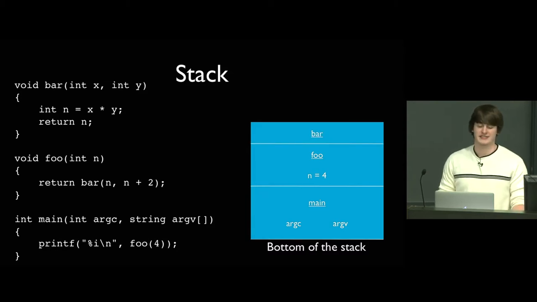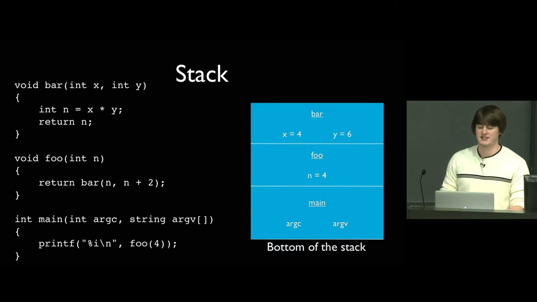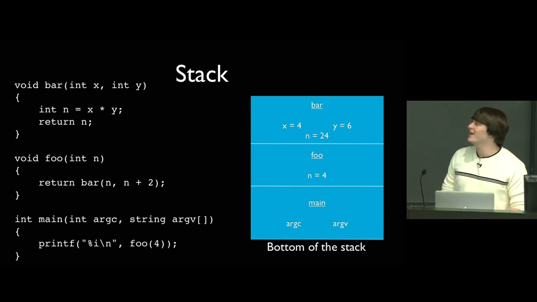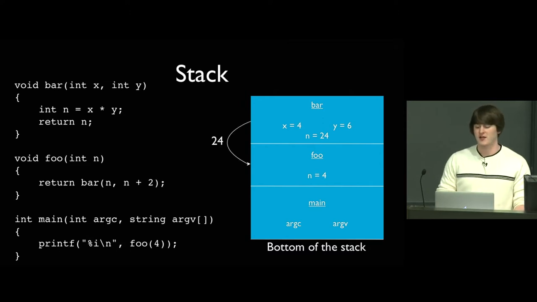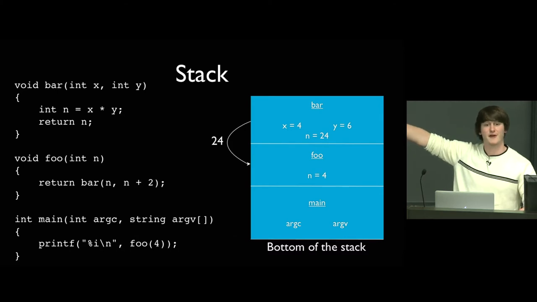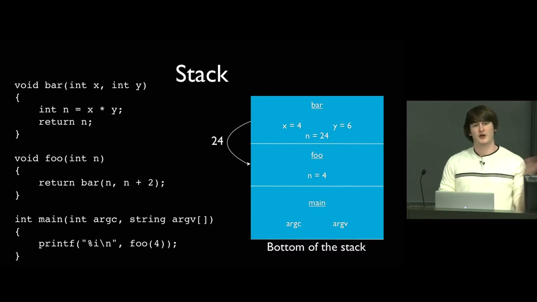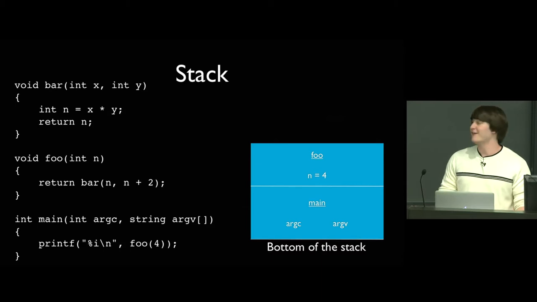What is bar going to have inside of its stack frame? It has x equal to 4, y equal to 6. That's not all that we're going to have in the stack frame, because bar also has a local variable n, and n we're going to set equal to 24. So now bar is going to return n. So bar is returning 24 to the stack frame foo. And because bar is now returning, that means we're popping the stack frame for bar off of the stack. So all the memory that bar had been using is now off the stack. Now foo is also going to return 24 to main. So now that foo is returning, the memory that foo was using in its stack frame is also gone.